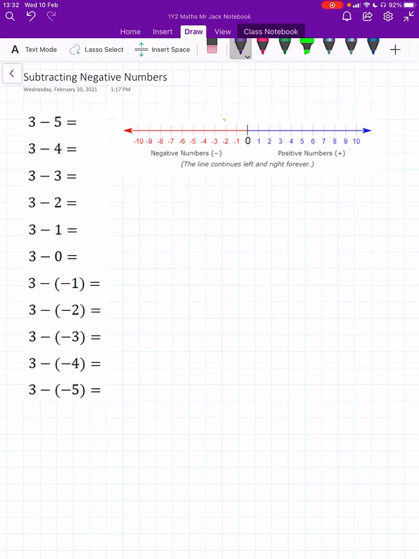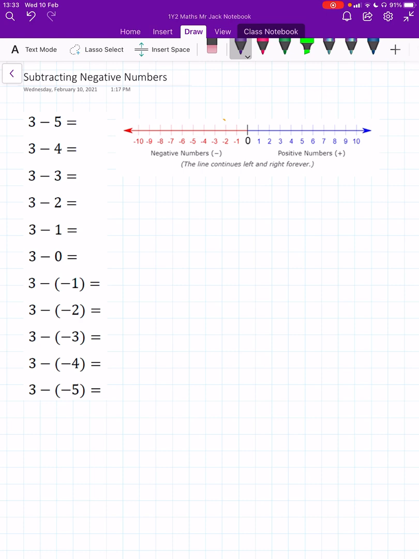So we're going to look at subtracting negative numbers this time. In the last video we looked at adding negative numbers. This video we're looking at subtracting negative numbers. And we're going to start in exactly the same way as we did before. We're going to try and spot a pattern that should lead us to how we deal with subtracting negative numbers.